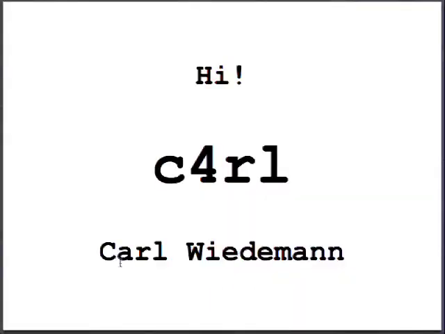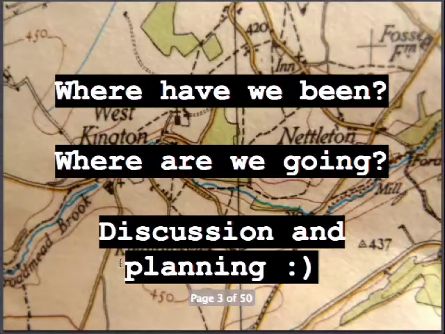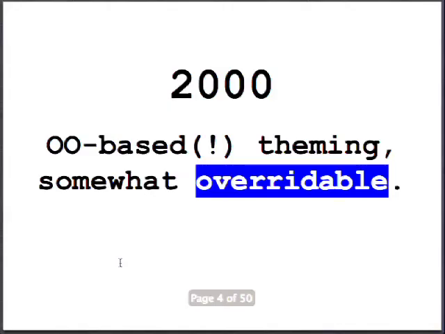So my name is Carl Wiedemann. I'm C4RL on Drupal.org, and I have worked some on the Twig initiative, especially at the beginning. I've been a little quiet lately, but I'm more interested in the future of render API, and this is actually going to talk a lot about render API going forward. So my goals today are to talk about where we've been, where we are going, and then have discussion and planning and see who might be interested in this or questions you might have about the future here.